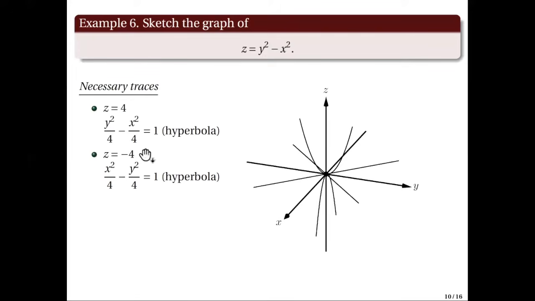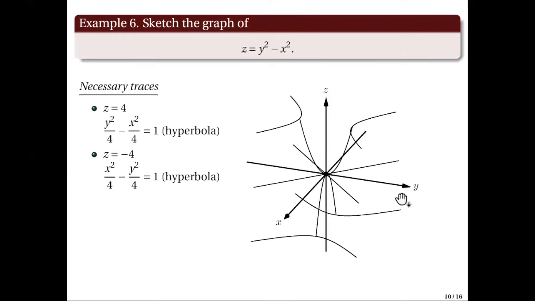On the other hand, when I take the trace on z equal to negative 4, I will get this particular hyperbola. This time, from z equal to negative 4 here, the vertices will be located along the x-axis. So we measure 2 units on positive x and 2 units on the negative x. From this point, the branch will open towards the positive x, and from this point, the branch will open towards the negative x. We have those 2 hyperbolas.